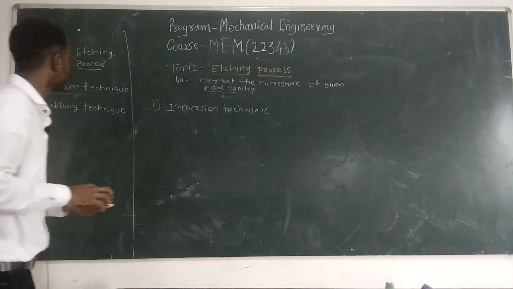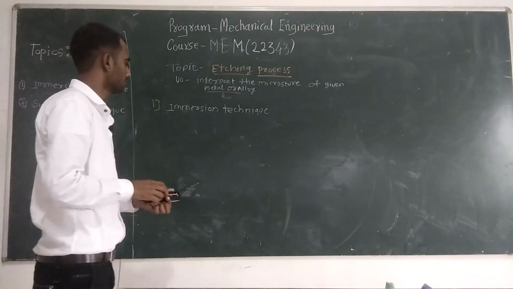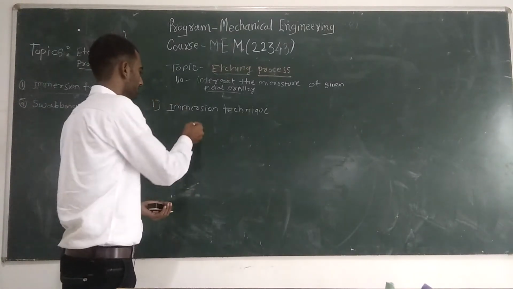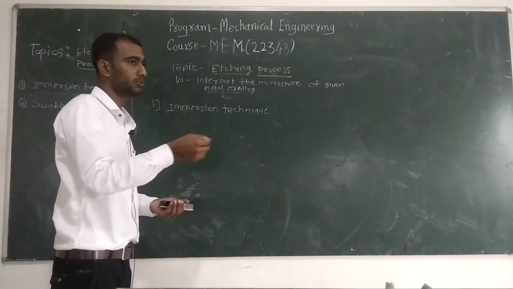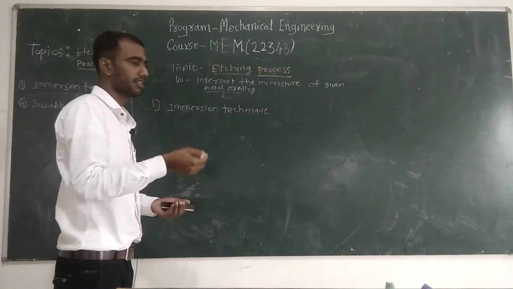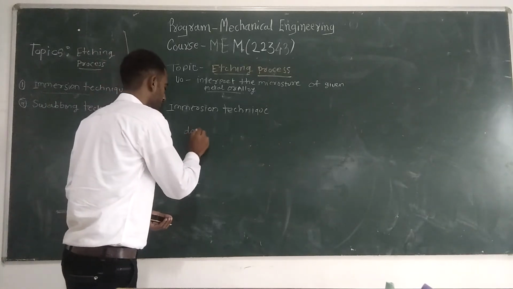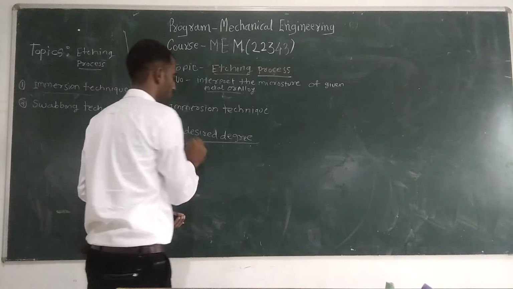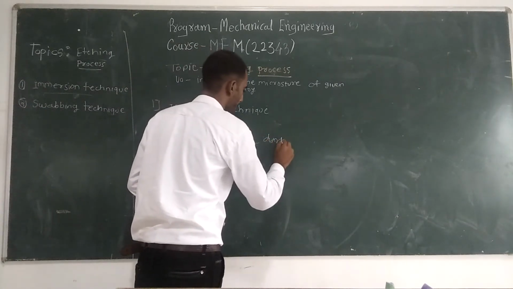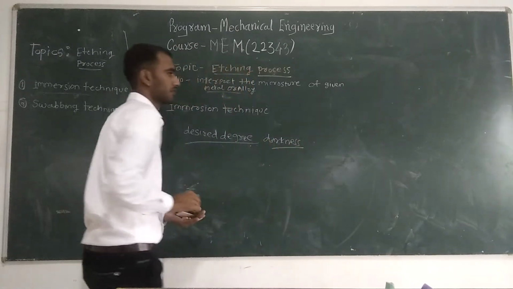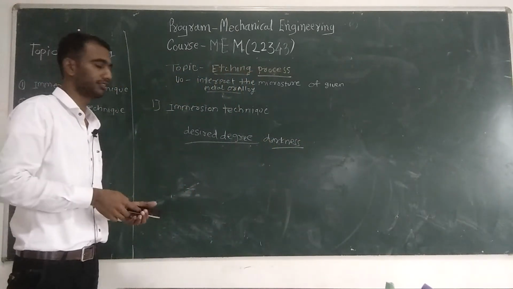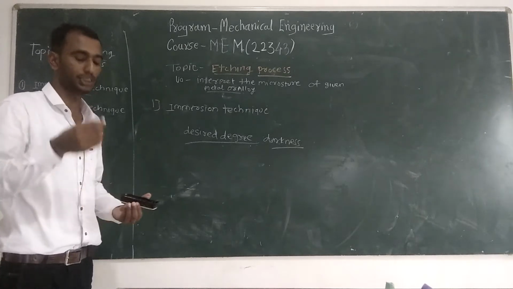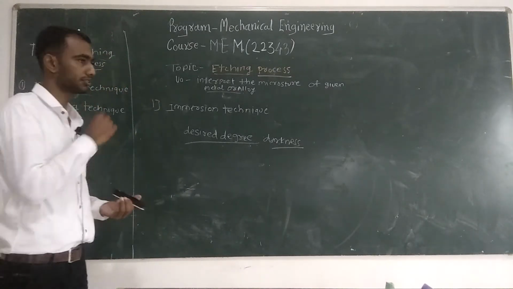Okay. Then after a particular period of time, when the bright or luster surface starts to dull, and after the desired degree of darkness, the specimen is removed from the reagent and washed with water to stop the etching action of the etchants.